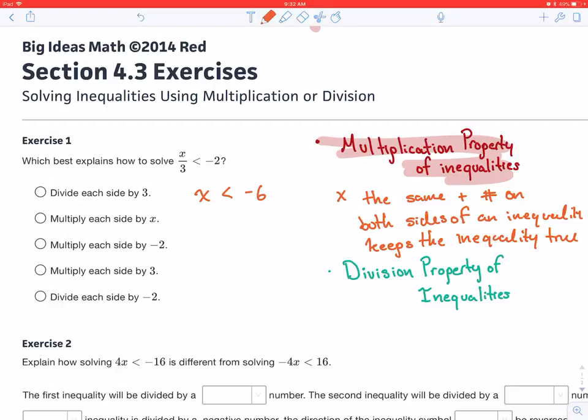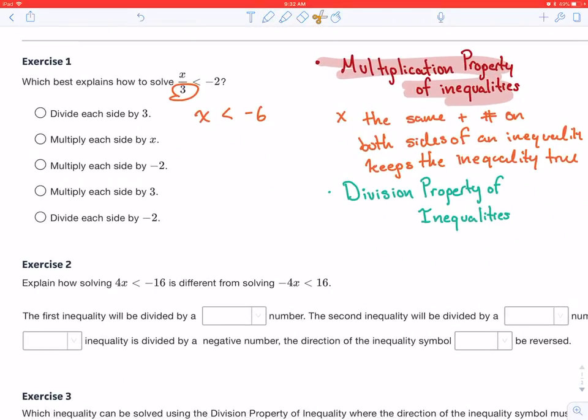It changes when we're multiplying by a negative number, or when we're dividing by a negative number, is when we want to change that symbol. But in this case, because this 3 was positive, we multiplied also by a positive 3. Okay, let's move on to exercise 2.